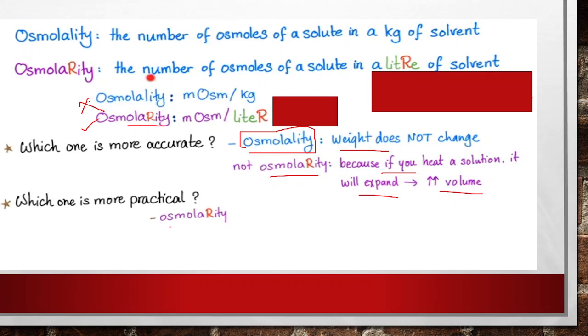If we look at which one is the more practical unit, or which is most commonly used, the most commonly used is osmolarity. If a doctor tells you to bring a sample of blood, you cannot bring it in kilograms; you have to bring the blood in cc or ml. So the practical unit mostly used in our daily life is cc or ml. So osmolarity is the more practical unit, and osmolality is not so commonly used, but both are mostly used interchangeably.